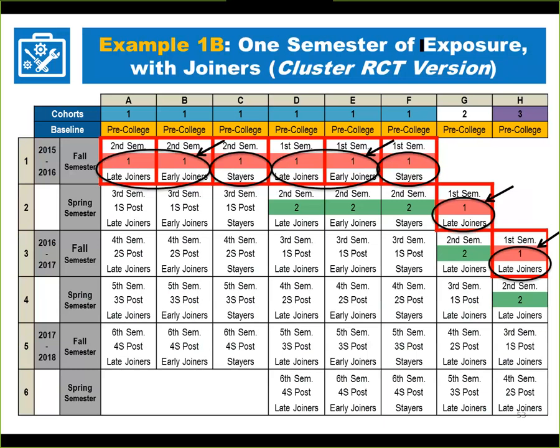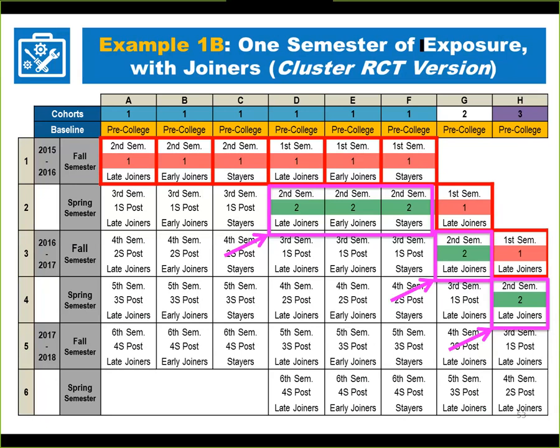stayers, early joiners, and late joiners, then the sample would include students in 5 cells, the 5 cells with a green bar showing 2 semesters of exposure. And these cells are shown outlined in pink.